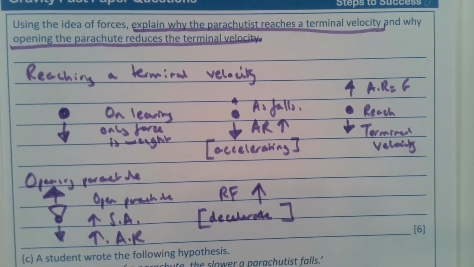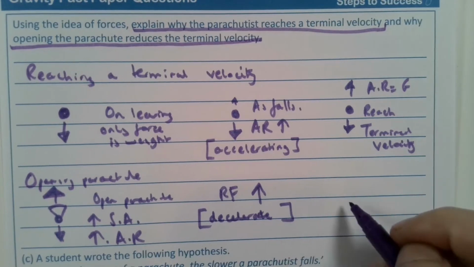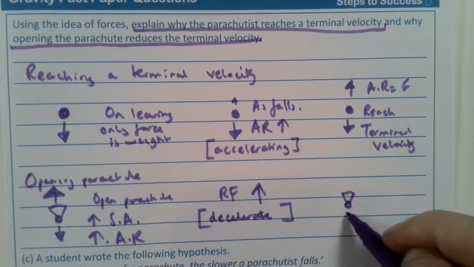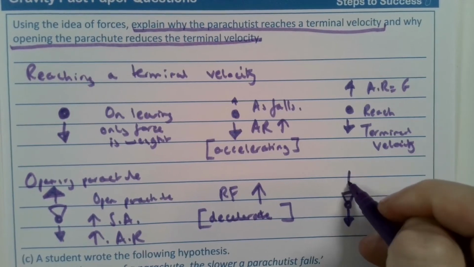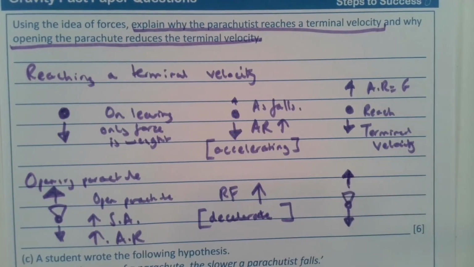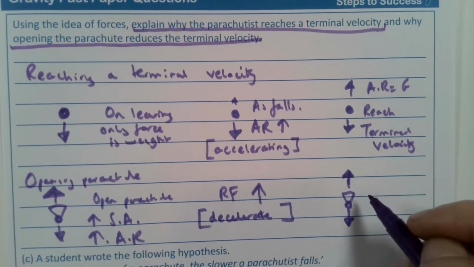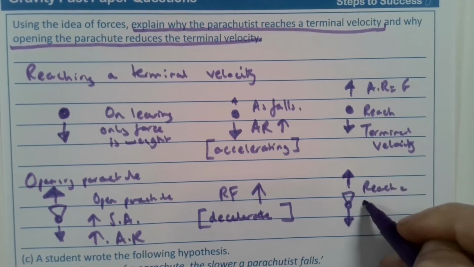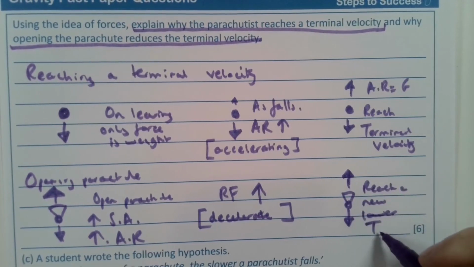the falling parachutist. Eventually, they'll slow down enough that the air resistance will equal the gravity or the weight, and they will therefore reach a new, lower terminal velocity.